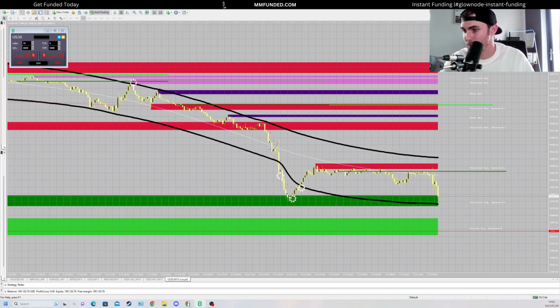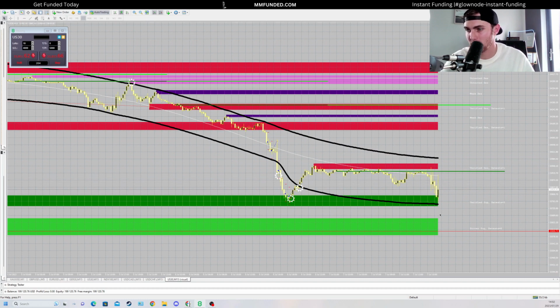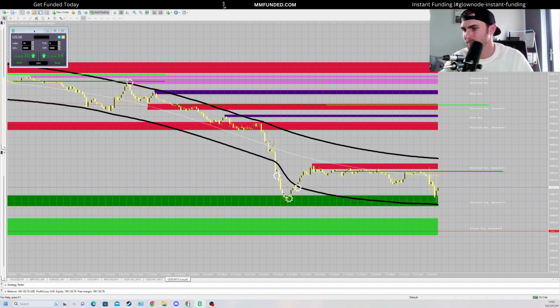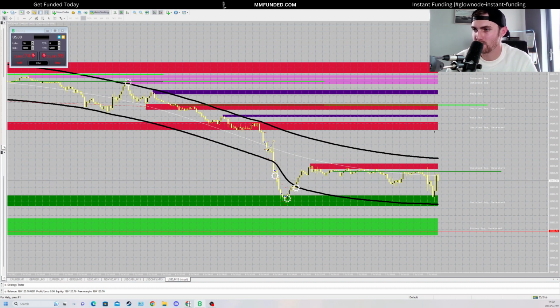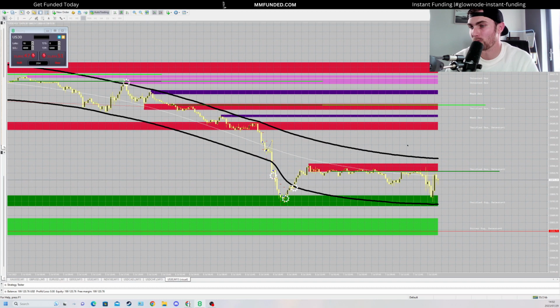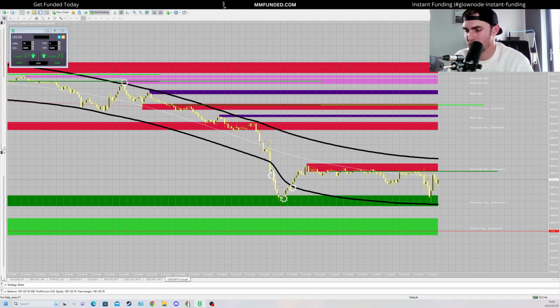Ideally here, we want to see a sweep of this liquidity, tap into this zone over here to look for longs, because right now we're just forming a double bottom. Otherwise, a push up into areas of levels up here to look for shorts. So I'm just going to speed up price a bit as we're still ranging in between the bands.